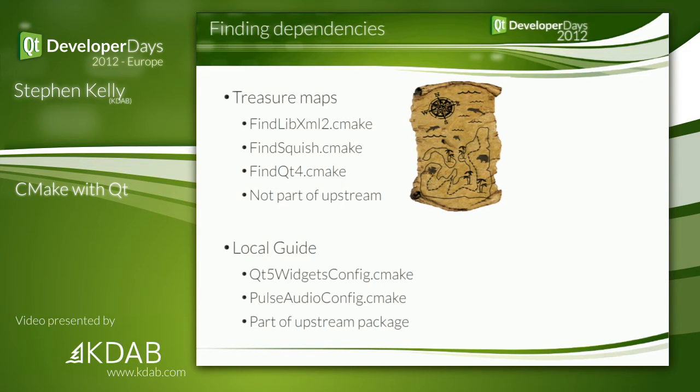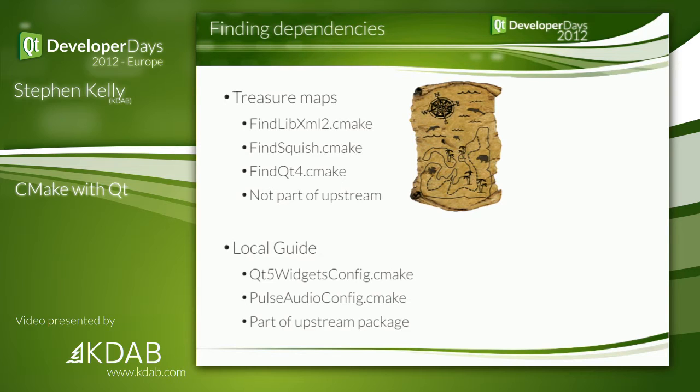So the not part of upstream point is that we wouldn't ship the FindQt4.cmake file with Qt4. The reason for that is that the find files are like treasure maps, and you wouldn't put the treasure maps beside the treasure. So the person wanting to find Qt4 has to have the FindQt4.cmake, so it's more of a documentation thing. You wouldn't ship it with Qt4.